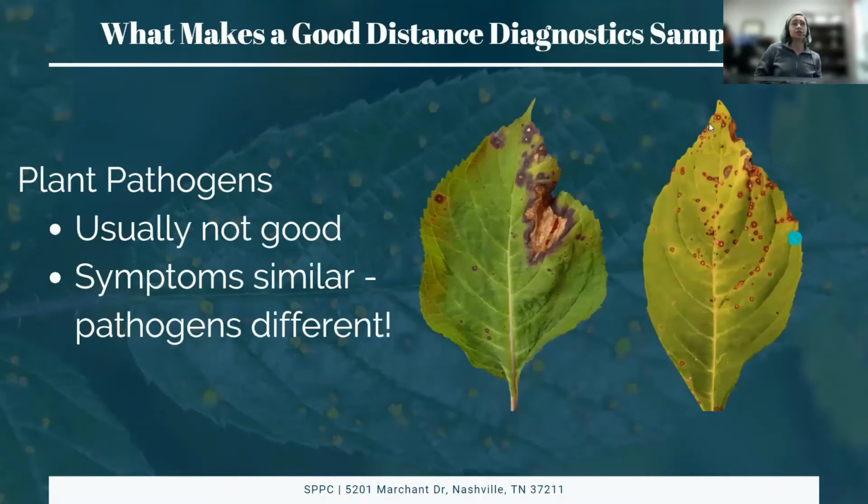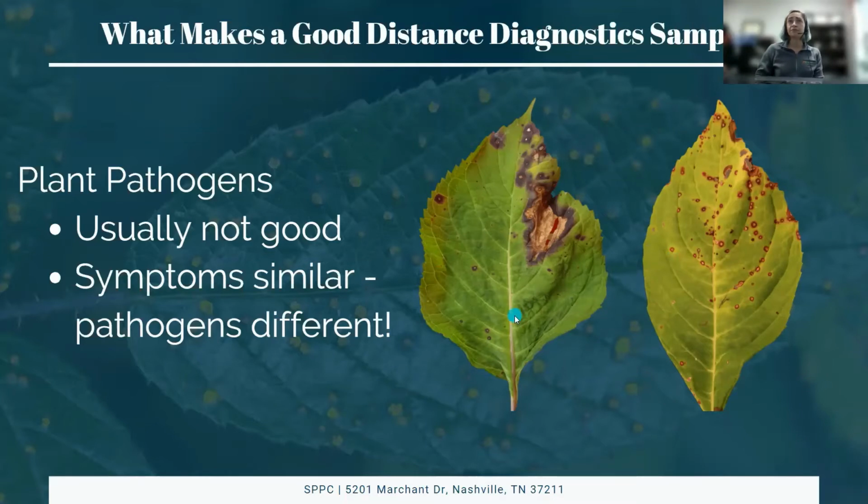And this is just another example of why it's very difficult for me to identify the causal agent of a plant pathogen from an image alone. So these are two different fungal pathogens on hydrangea. And one thing that I think is extremely important is making sure that we identify what the real pathogen is here so that I can give the most effective science-based recommendations on managing the pathogen moving forward.